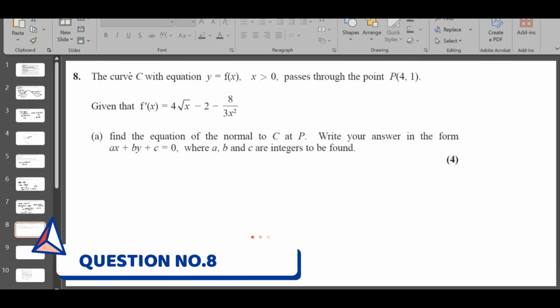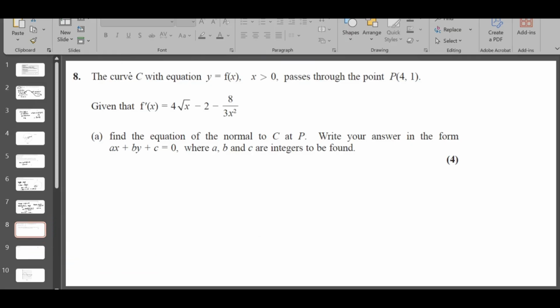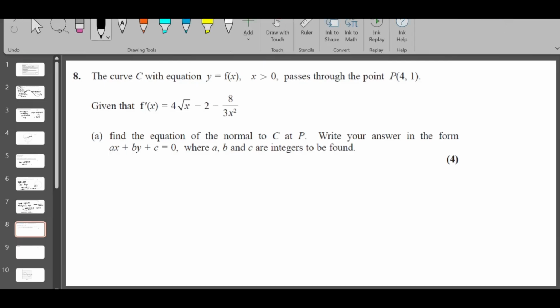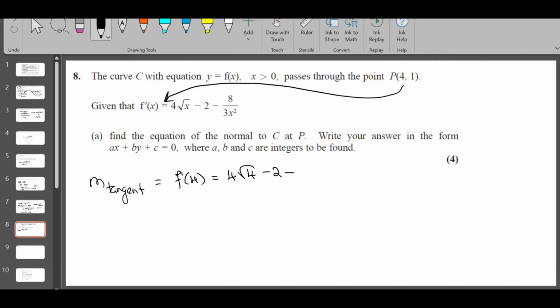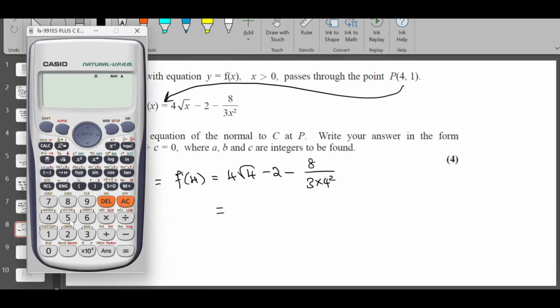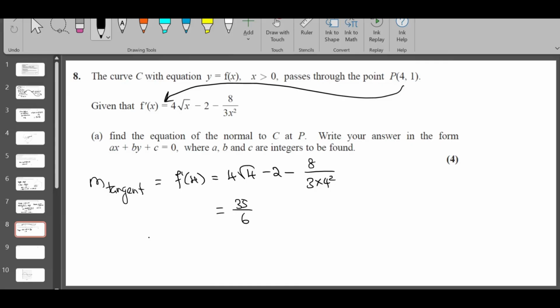Question number 8. We have f dash of x given straight away. They want you to find the equation of the normal. So first find the slope of the tangent. You need to sub in the x coordinate in here. That's f dash of 4 is 4 square root of 4 minus 2 minus 8 over 3 times 4 squared. 4 square root of 4 is 2. 4 2s are 8, minus 2 minus 8 over 3 times 4 squared. You're going to get 35 over 6.